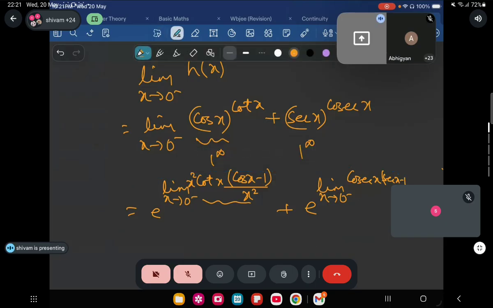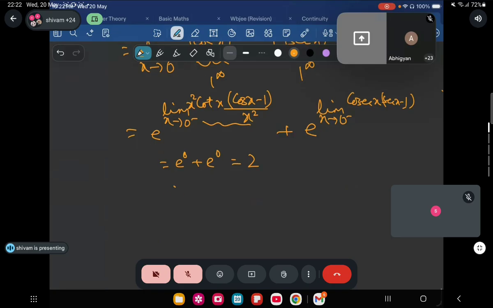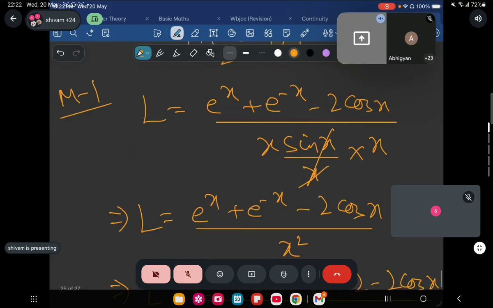So once you have understood this, see, it will become e to the power 0 plus e to the power 0, that is 2. Okay, therefore p has to be equal to 2. Tell me, is it clear, Abhigyan? Yes, sir. Okay.